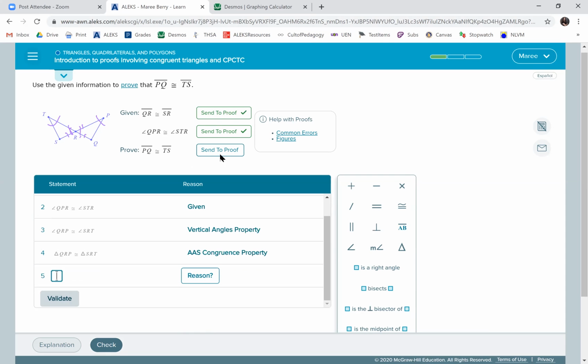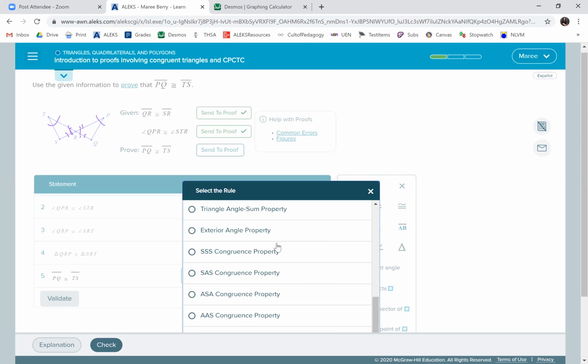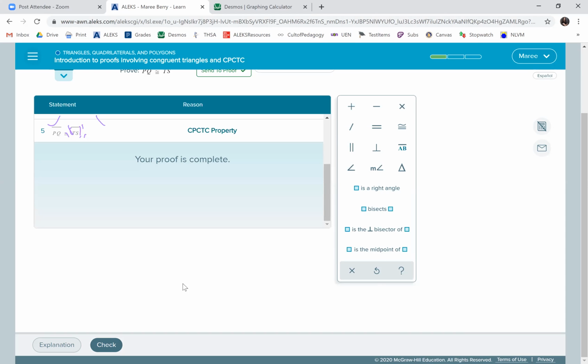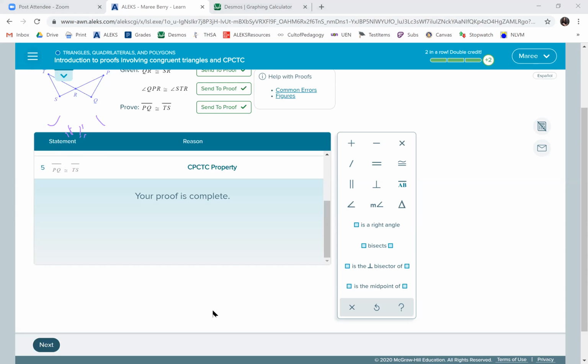Then we're going to go ahead and do this. These two sides are going to have to be congruent by the CPCTC. I love saying that. CPCTC. Try to say it fast. CPCTC. Not too bad. Okay, that's the end of the lesson.